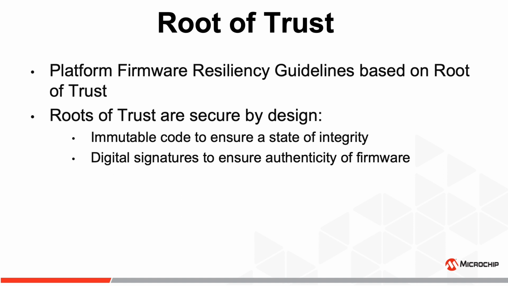Essential to those three tenets, they are based upon root of trust. And roots of trust are secure by design. They typically require some type of an immutable code to ensure the state of integrity, and they require some type of a digital signature to ensure the authenticity of the firmware. So remember, we talked about you protect through and detect through here, so we need to be sure that we're constantly in a state of integrity and that we can ensure the authenticity.